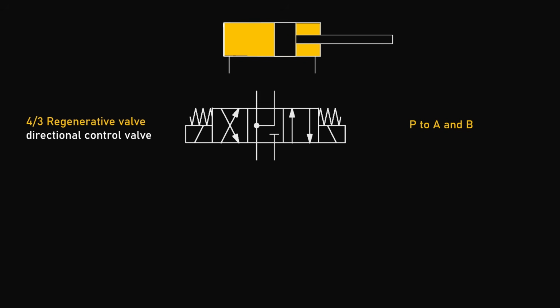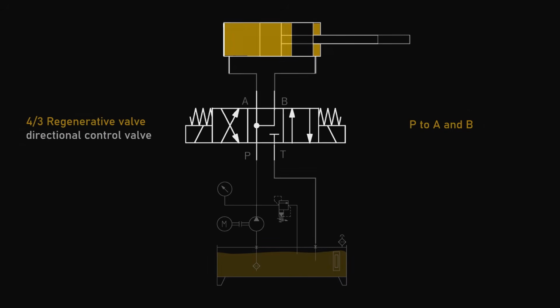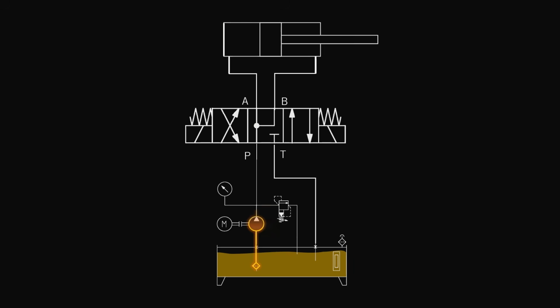Now, apart from these 4x3 closed and float valves, there is a special valve called regenerative valve, also known as P to A and B. This valve is mainly used for fast approach of a cylinder. In this valve, at neutral position, the pressure port P is connected to both cylinder ports A and B, while the tank port T is blocked.